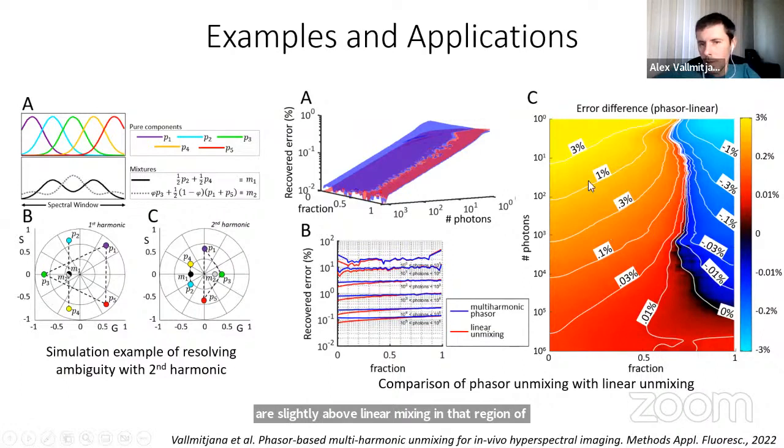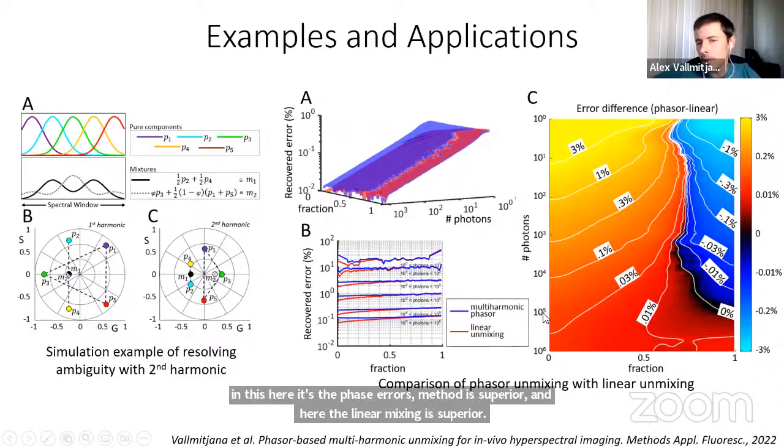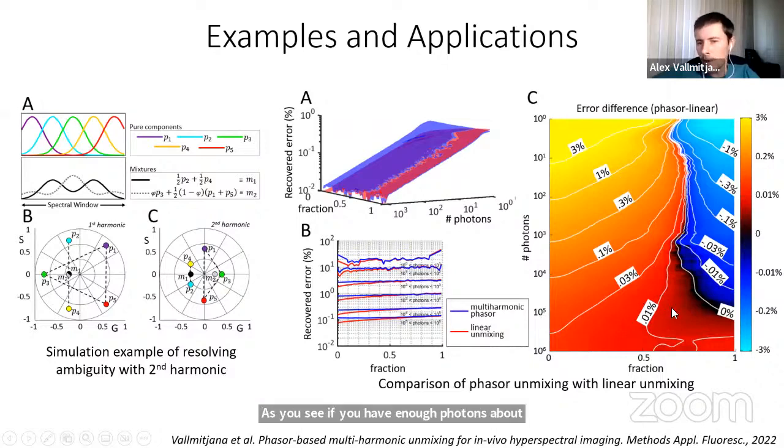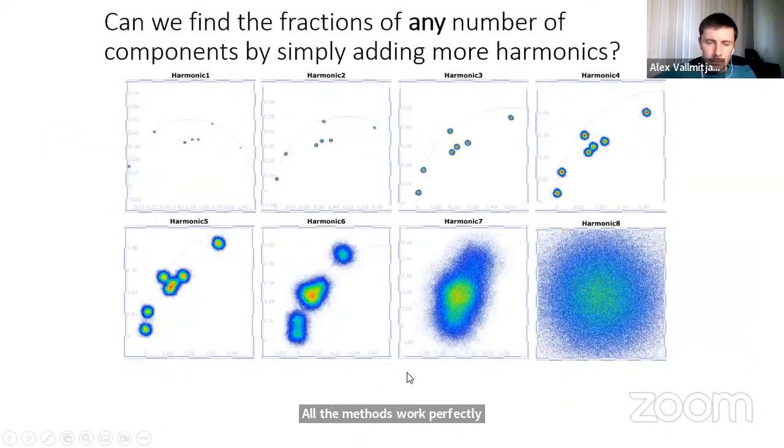This is number of photons as a function of the fraction of each component, showing which of the 2 methods performs better. So in this region the phasor method is superior, and here the linear mixing is superior. As you see, if you have enough photons, above 100,000, all the methods work perfectly. Okay. Yeah, and about these unmixing problems, this is the end of it.